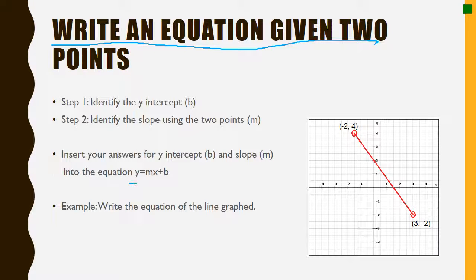So y equals mx plus b is slope-intercept form. Step 1 is to identify the y-intercept. Well, that's obvious. It's just where the line crosses the y-axis. So this is crossing right here at the point 2. Now you need to identify the slope using 2 points. Hey, we already know how to do that.